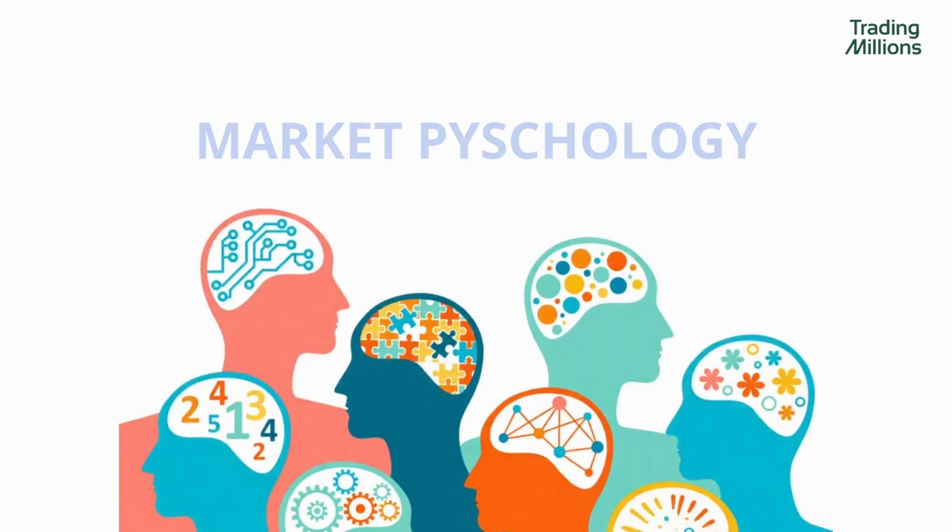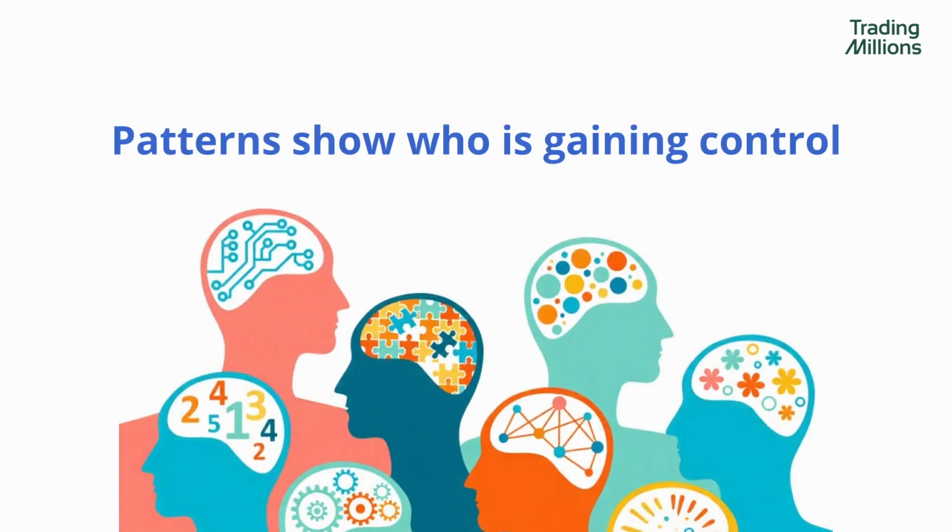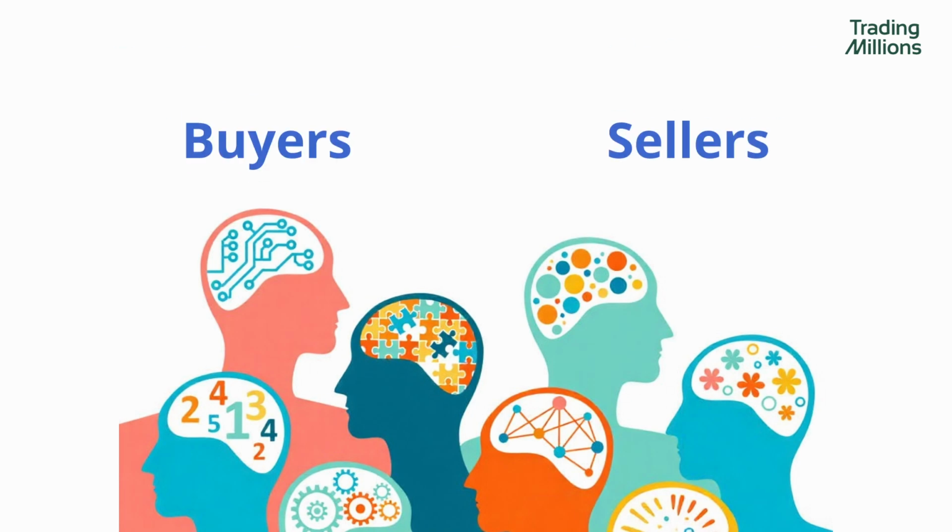The key idea is market psychology. Patterns show who is gaining control: buyers or sellers.